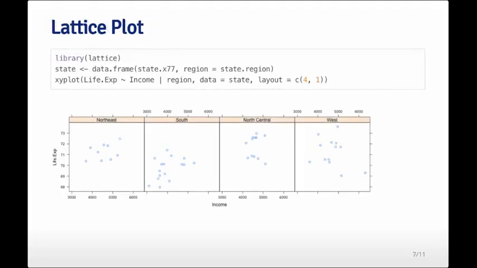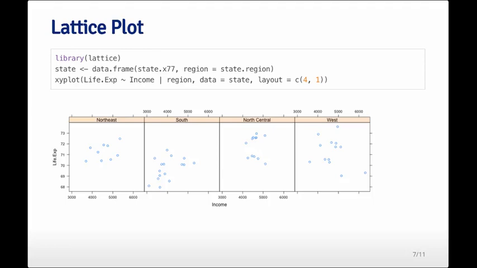So here's a basic lattice plot. I use some data from the lattice package, and I basically plot life expectancy, so the average life expectancy in a state, versus the average per capita income in that state. This is data from the late 60s, early 70s. And then I condition on the region of the country that the state is in. The country is divided into 4 regions, and you can look at the relationship between income and life expectancy by state across states by region.